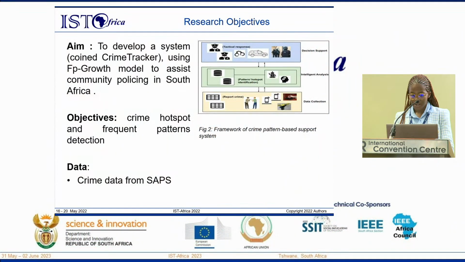The aim of this research is to develop a crime tracker system which uses FP growth, which is a frequent pattern growth model, to assist community policing in South Africa. The objective of this research is to create the system where users are able to see hotspot areas of crime and also to be able to generate frequent patterns of crime. So the data which we'll use for this research is the South African data from the SAPS.